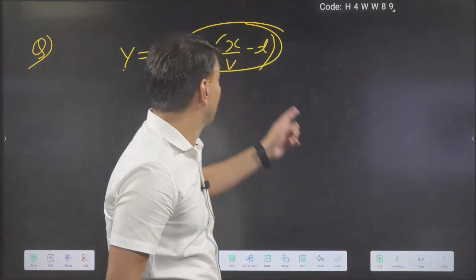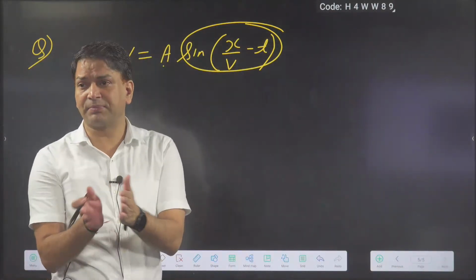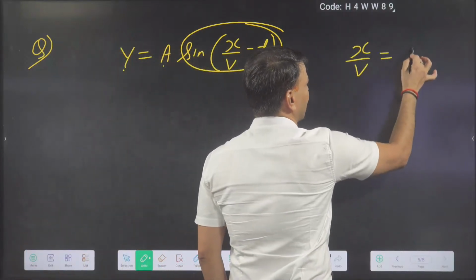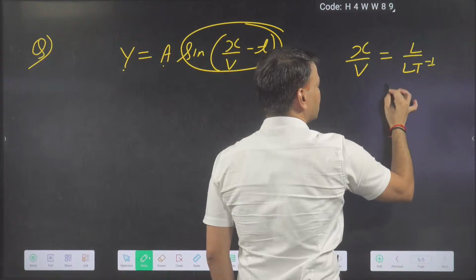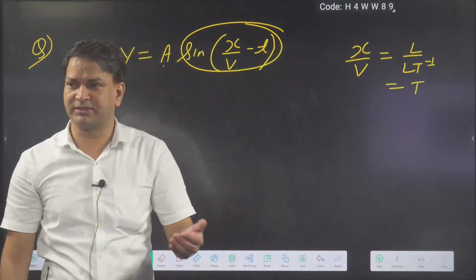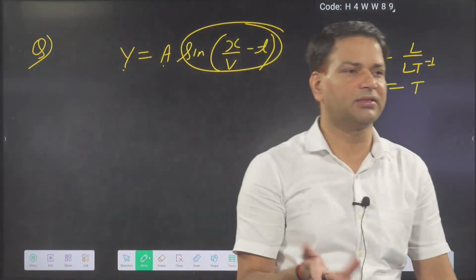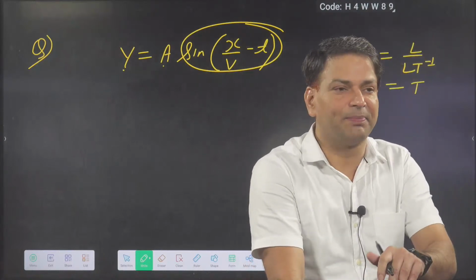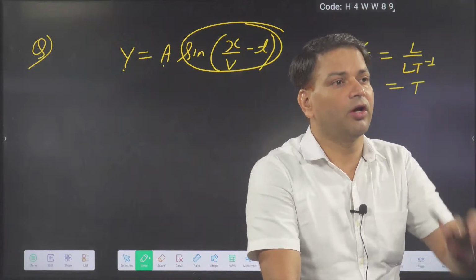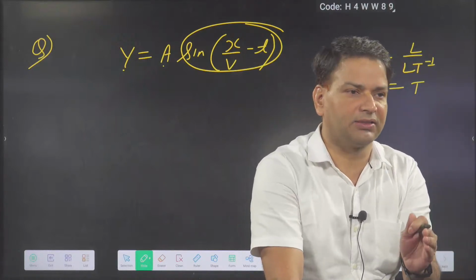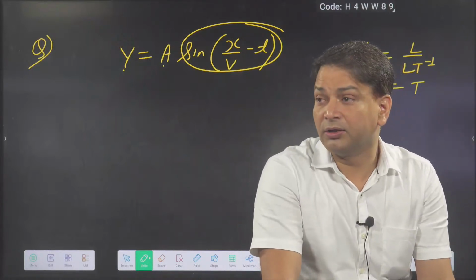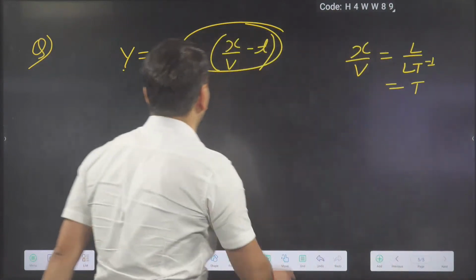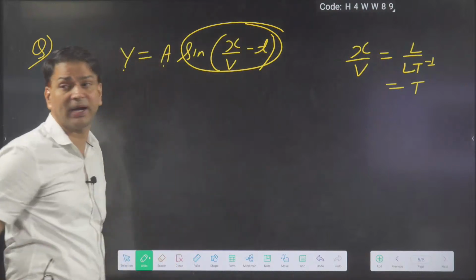Second thing, x by v and minus t is there, so I am subtracting x by v and t. What is the dimension of x by v? L upon LT to the power minus 1, so you will get T. So here T minus T, basically x by v is also T. We can subtract the same dimensions, so the second test is passed. But what is the dimension of T minus T? Time minus time will give time. So in the sine input, what are we getting? The angle is x by v minus t.